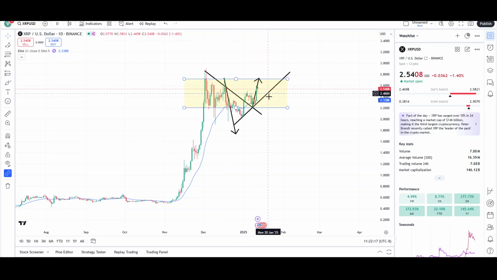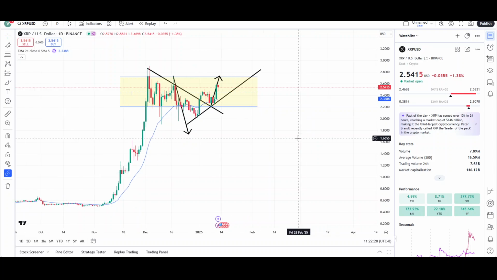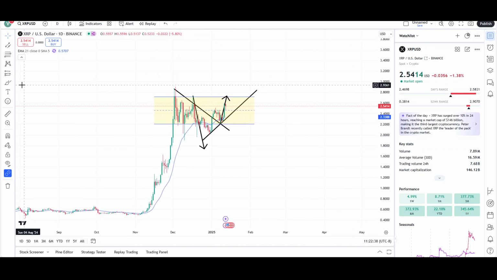Even if we do somehow come back down to the lower side of the range, I would still be expecting higher prices. Bitcoin is not looking as bullish as these altcoins are. So maybe these are leading indicators that Bitcoin drops down first and then sees some sort of rally in the future while these continue to rally higher. But overall, it is looking a lot more bullish than bearish.